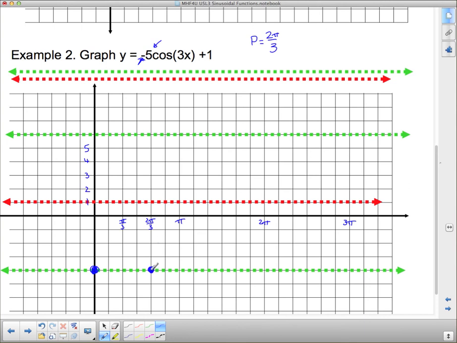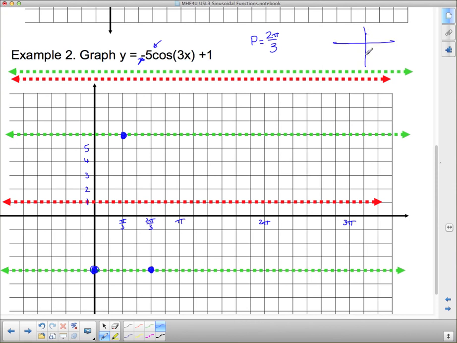Okay. Now I've got to split this in two. I know that between my two low points is actually a high point. Okay, so if I split this in half on this line, I have to have a maximum. That's what cos looks like.